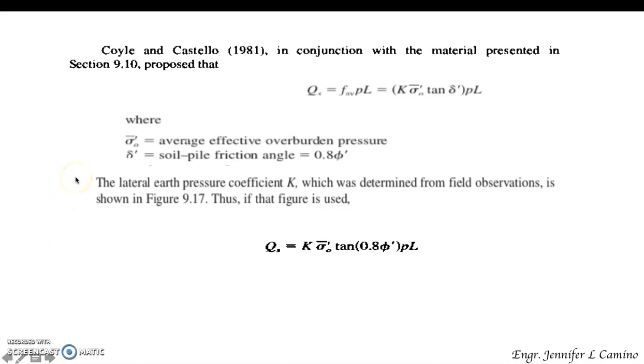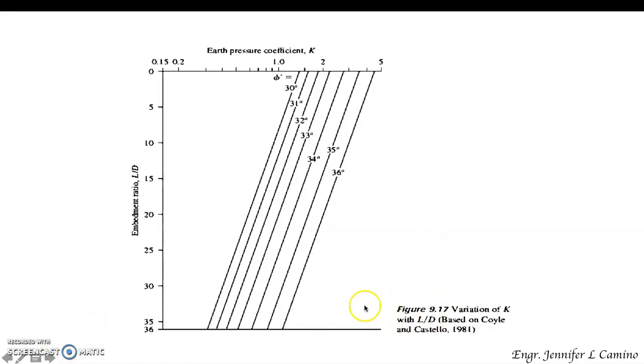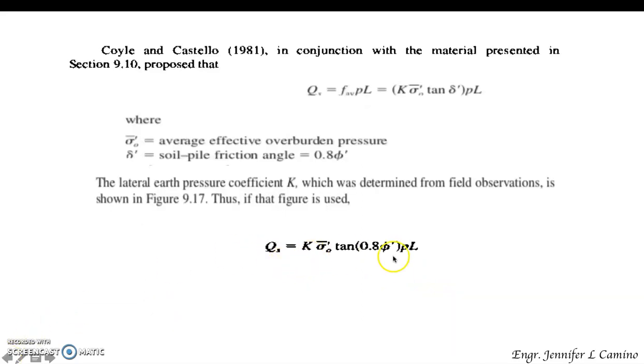According to Coyle and Castillo, in conjunction with the material presented in the previous section, our Q sub S is equal to this equation, wherein our sigma sub O prime is the average effective overburden pressure and small delta prime is our soil pile friction angle, 0.8 of phi prime. And of course, our lateral earth pressure K can be determined from the field observation using our figure 9.17. If we're going to make use of this figure 9.17, the value for our Q sub S is equal to this equation.